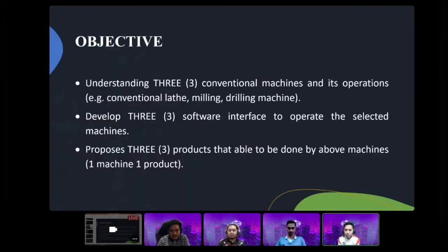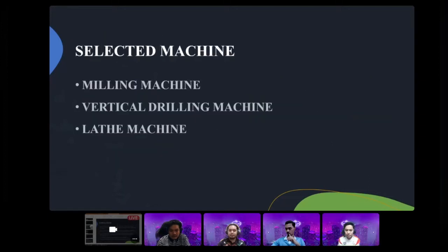The objective of this project is to understand three conventional machines and their operation, develop three software interfaces to operate the selected machines, and propose three products that are able to be made by the above machines. Next. So for our project, we are choosing the milling machine, vertical drilling machine, and lathe machine.